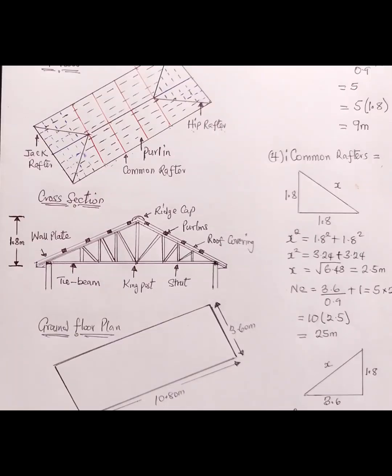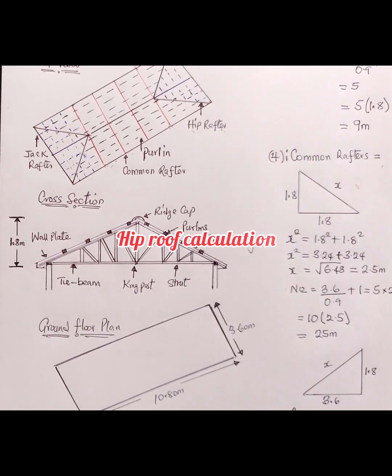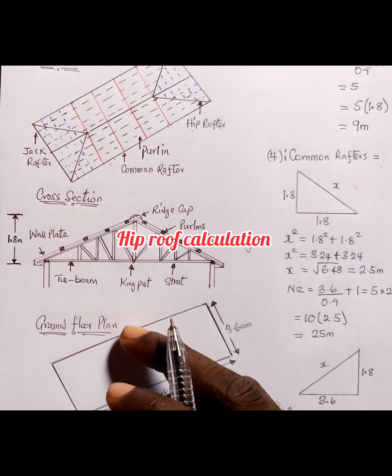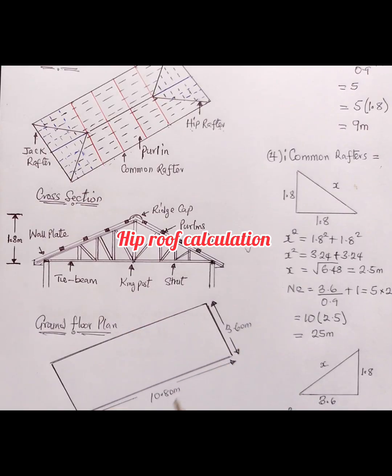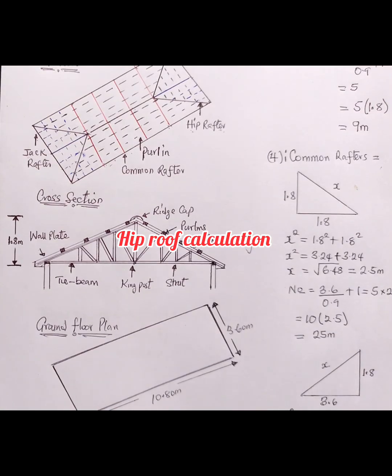Hello viewers, this video is hip roof members calculation. We want to learn how to calculate for the members in our hip roof. So in this video we'll be doing calculation for wall plates, the tie beam, the king post and the different types of rafters. Now, in a subsequent one we'll be learning how to do calculation for struts and purlins. This is part 2 of this video.